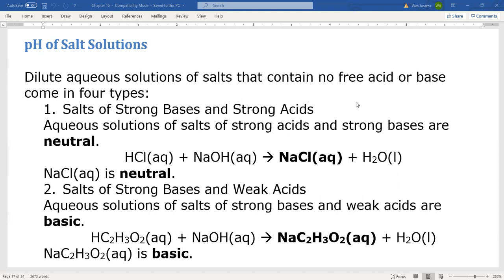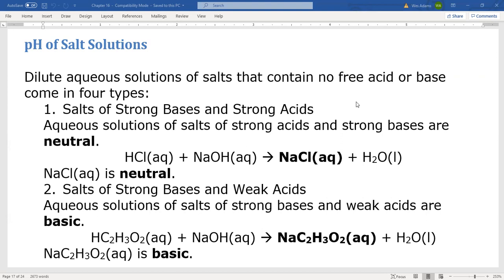If you take hydrochloric acid, a strong acid, plus sodium hydroxide, a strong base, you'll form a salt, sodium chloride, and water, where the sodium comes from the strong base. Remember we said the conjugate acids of strong bases are neutral, and the conjugate bases of strong acids are neutral, so I've put together two neutral ions, so the salt is neutral.